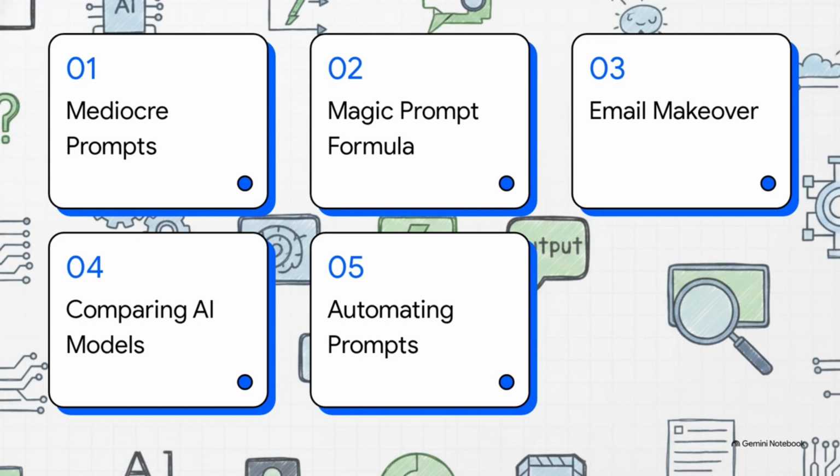Okay, let's look at our roadmap for today. We're going to cover 1. The mediocre prompt problem, 2. The magic prompt formula, 3. The perfect email makeover, 4. Comparing top AI models, and finally 5. Automating your prompt creation. Let's get right into it.